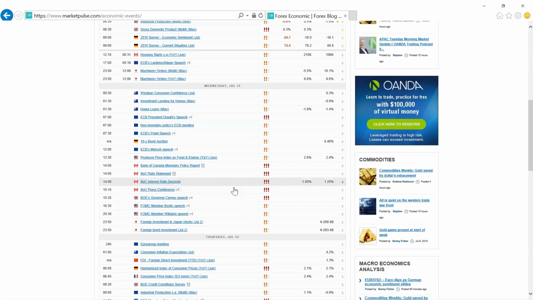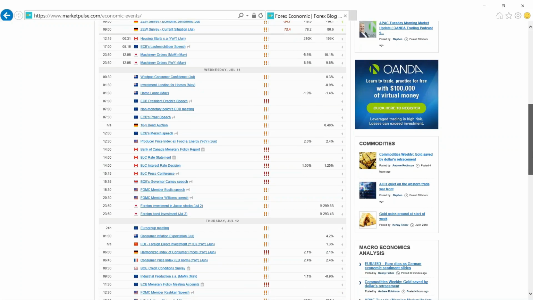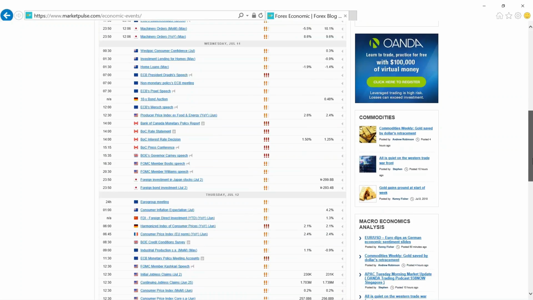In terms of the rest of the week, we are very reliant on central bank speakers, the likes of Bostic, Williams, Carney, etc. We've also got the Bank of Canada rate decision on Wednesday, which is going to be very interesting because, as you can see, we're expecting a rate hike from 1.25% to 1.5%. So that should be very interesting. They've very strongly alluded to this rate hike, and there is potential for a second this year.